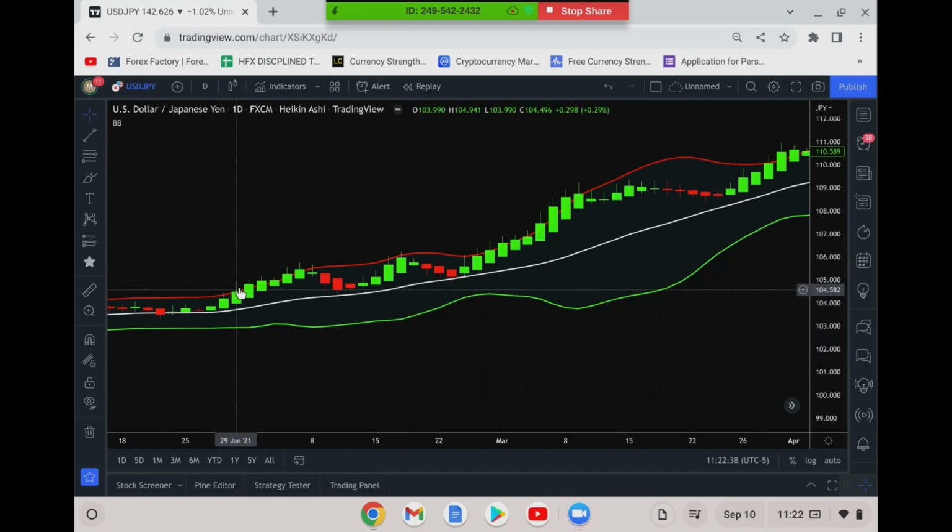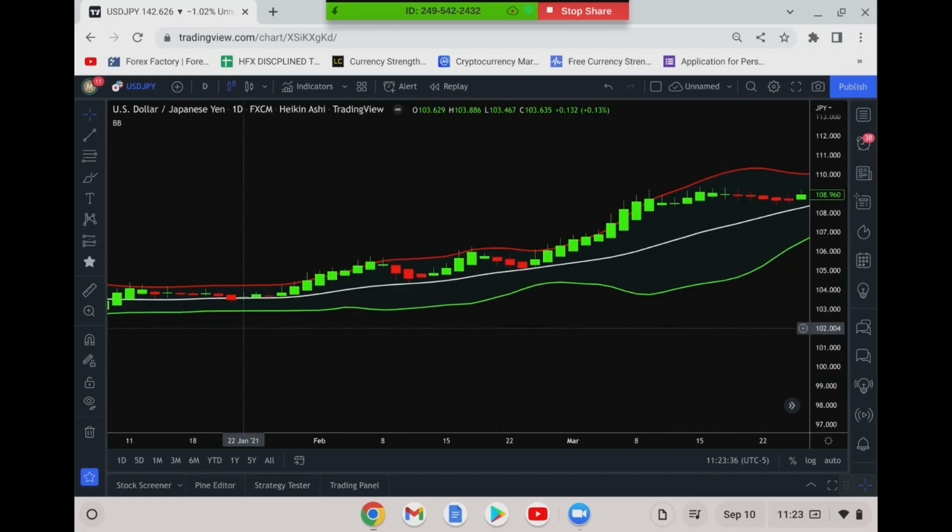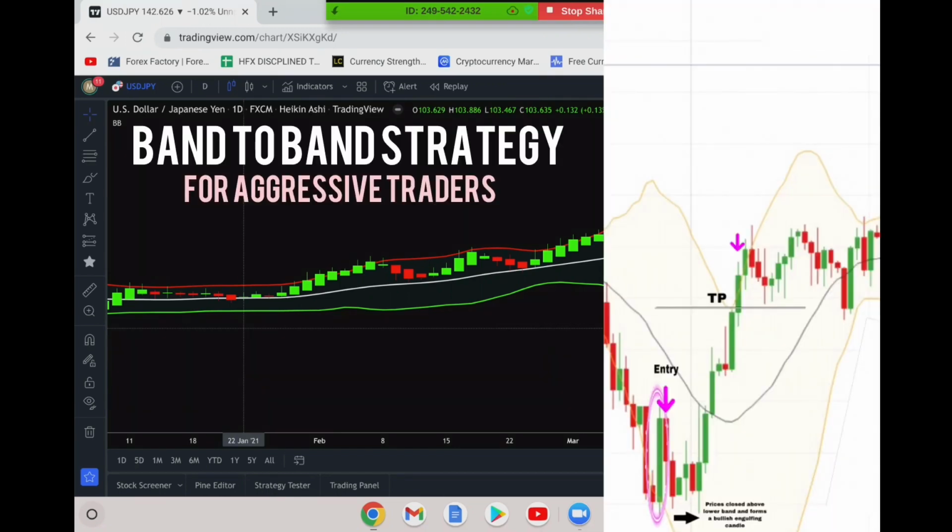So you will be waiting for price to come, break out of the upper or lower band. As you can see here, price literally pushed outside of this band multiple times. Now, if you want to be a more aggressive trader, then you could actually trade from band to band.